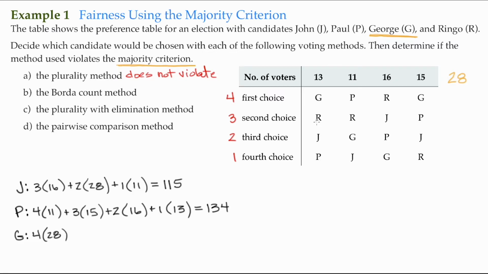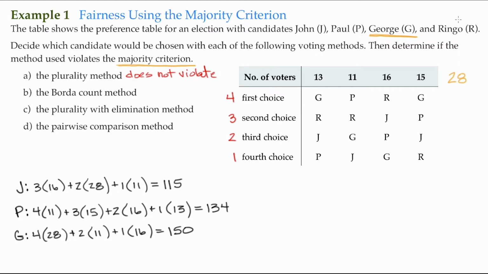George does not have any second choice votes, so we won't worry about that. George has 11 third choice votes. That gets 2 points each. And George has 16 fourth choice. We tally all that up, and it comes out to be 150 points.